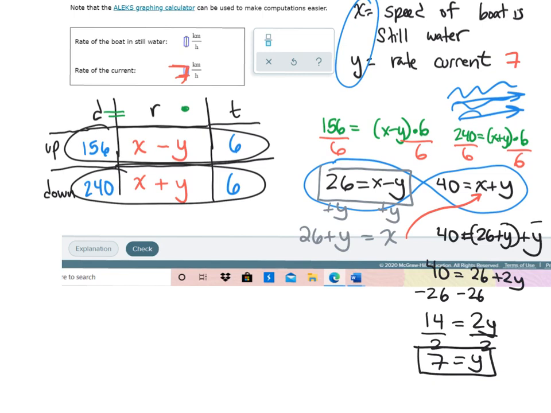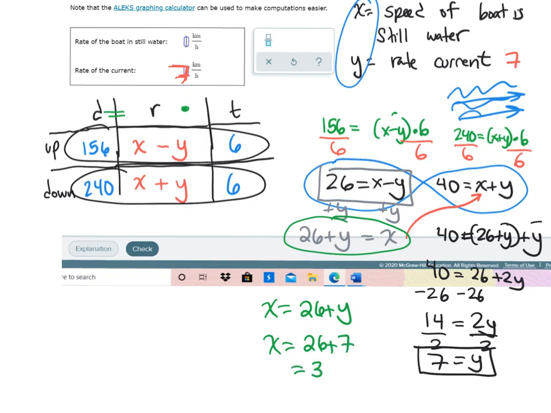Now if I would have solved for x first, then I would have found the speed of the boat in still water. So now I need to find x, but I can always go back to one of the equations. It doesn't matter which one. I'm going to go back to this one. I could go back up to these green ones way up here, but that seems like more work. So this says x equals 26 plus y, but remember y is 7. So x equals 26 plus 7, which is 33. So then the boat in still water is 33, and it would be in kilometers per hour.